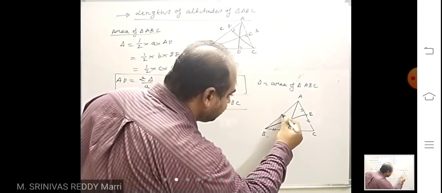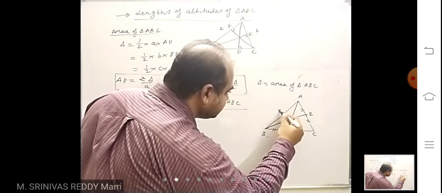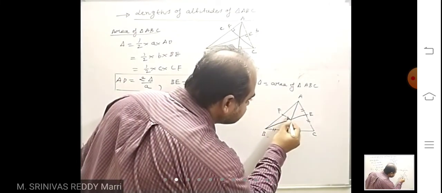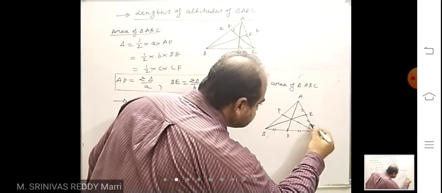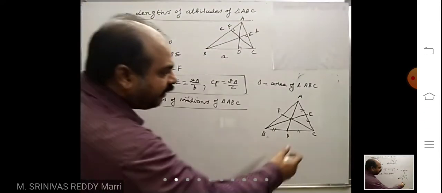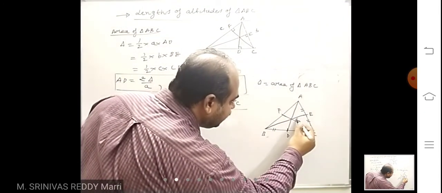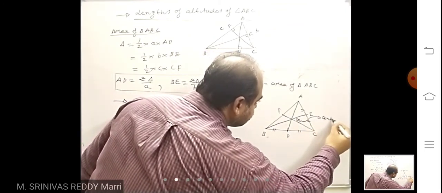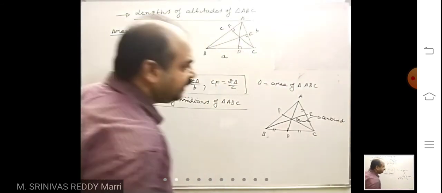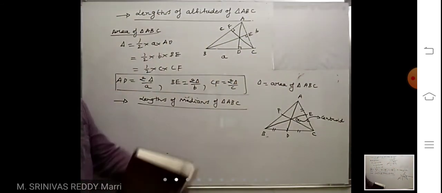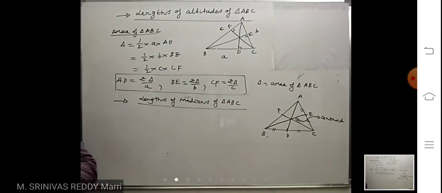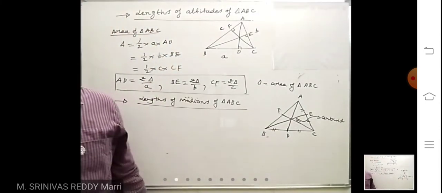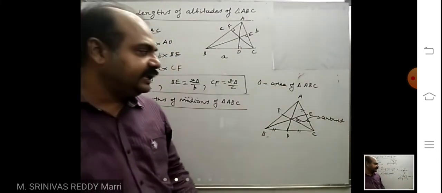So connect midpoint of AB to C. Let us say this is F. Connect C to F. This is called median passing through C. All these three medians will be concurrent at a point. This is called centroid. Here, point of concurrence of altitudes is what? Orthocenter. Similarly, all the medians will intersect at a point that is called centroid of triangle ABC.